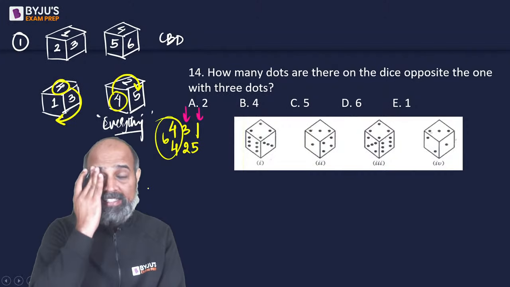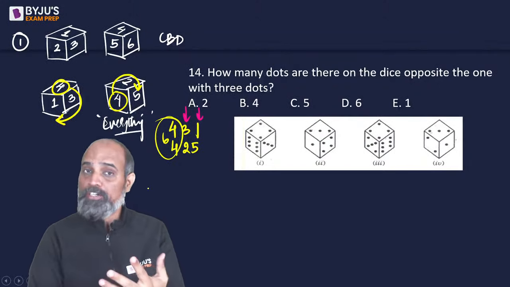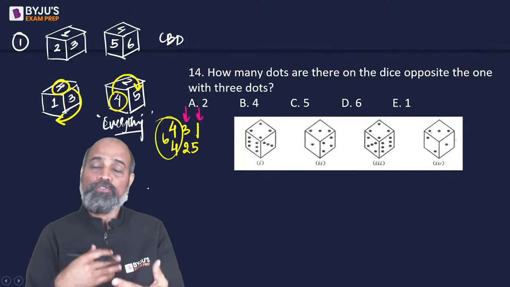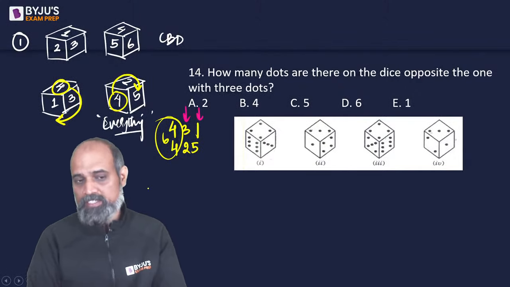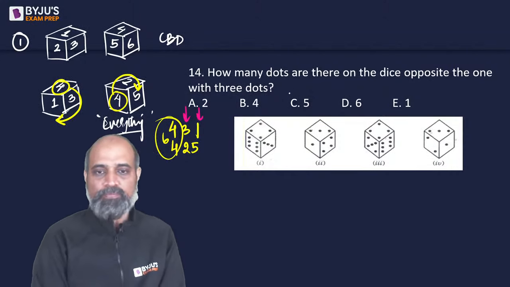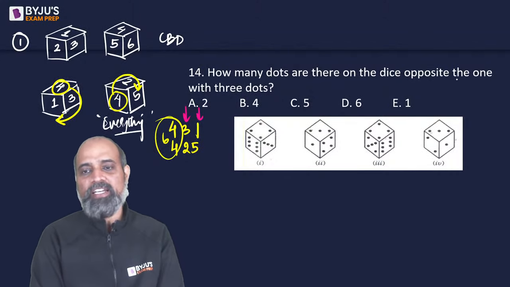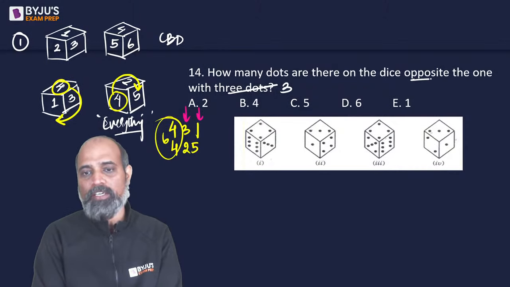Okay? And then there is another type of question where you have a sheet of paper, you fold it to form a die. To which face is opposite, which one is adjacent, and so on. So we will look into that as well. अभी तो फिलहाल ये वाला question. How many dots are there on the dice opposite to the one with 3 dots? In other words, 3 के opposite क्या है?